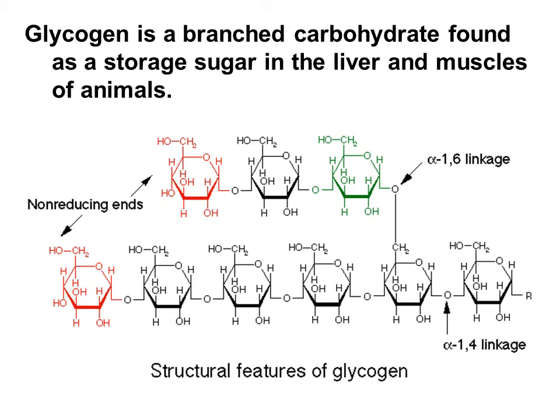The next sugar that we will discuss is called glycogen. Glycogen is a branched carbohydrate found as a storage sugar in the liver of humans and in the muscle cells of humans.